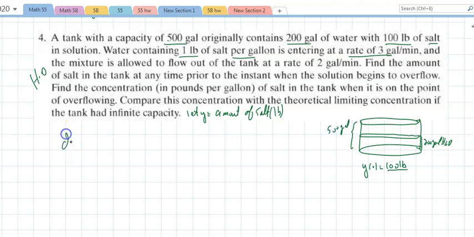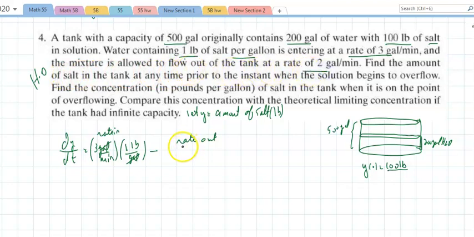Well, let's see. The change of y with respect to t is the rate in minus the rate out. I think I have to space this a bit more. So the rate in, they already told us we have 3 gallons per minute. And we don't want the amount of liquid, we want the amount of salt at a concentration of 1 pound per gallon. So basically we're getting 3 pounds of salt every 1 minute. And the mixture is allowed to flow out, again they mix it thoroughly, of the tank at a rate of 2 gallons per minute.